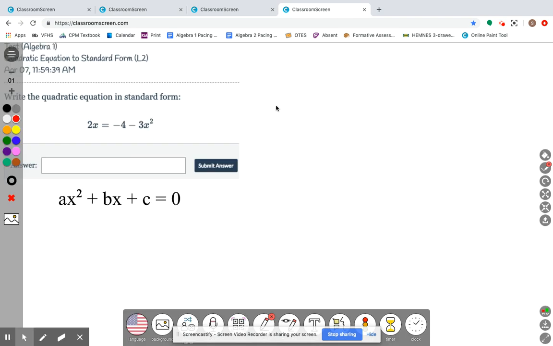For the last example, we have 2x equals negative 4 minus 3x squared. Now my goal is usually to make sure that my left-hand side is in descending order, but there's only one term there. There's nothing to order it with, so I'm going to leave it as that and try to get everything to the left, keeping my order in mind.